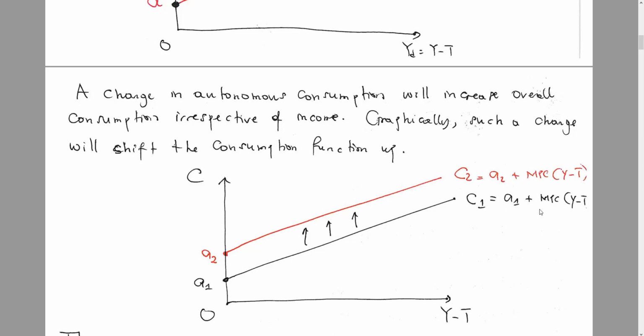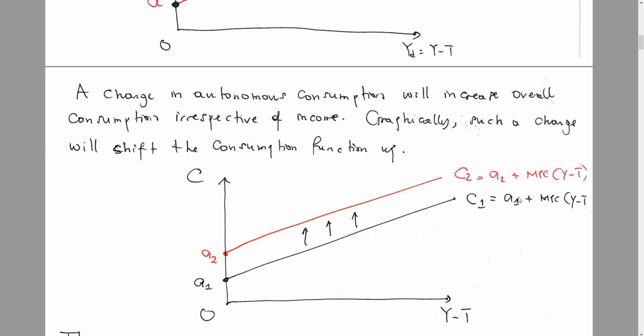Let's assume that this used to be a consumption function, and now we have a new autonomous consumption such that A1 increases to A2. So you see we had A1 here, and because A2 is higher, that increase in the intercept is going to cause the line to shift up. It's really important to understand that.